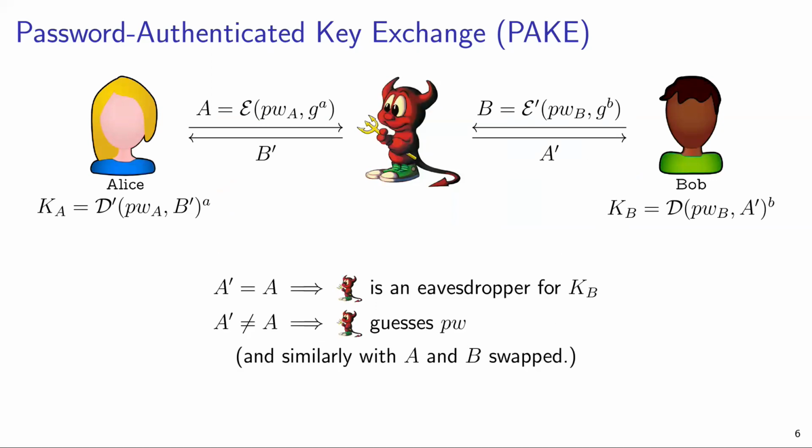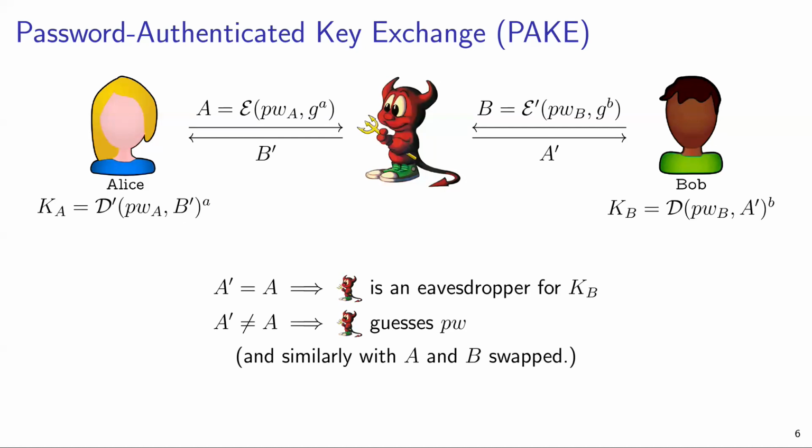The adversary now has a choice. It can either leave Alice's message A unchanged, but then it won't learn Bob's key, because effectively it becomes just a Diffie-Hellman key exchange again. Alternatively, it can modify Alice's message to get A prime, but this requires guessing which password to encrypt under. And if it guesses wrong, the message will be decrypted to a random Diffie-Hellman group element, and again, it becomes a random key that the adversary can't guess. So this gives an intuition as to the sort of security properties that PAKE provides.